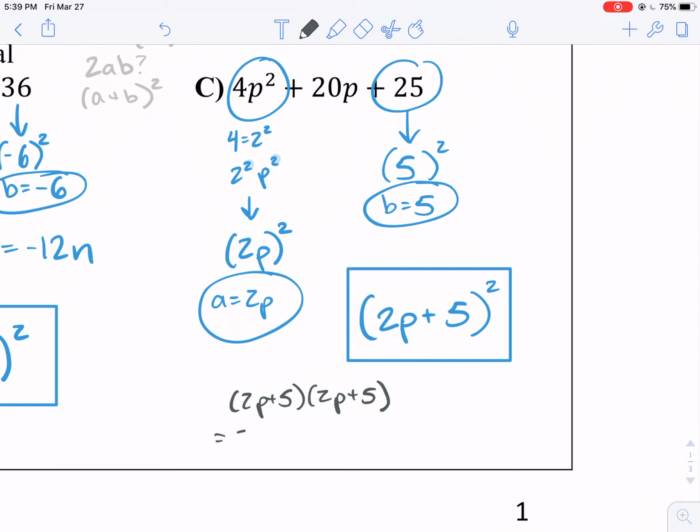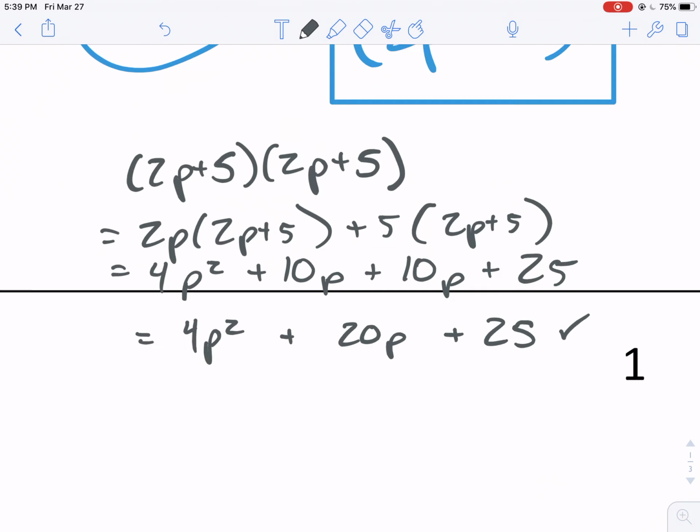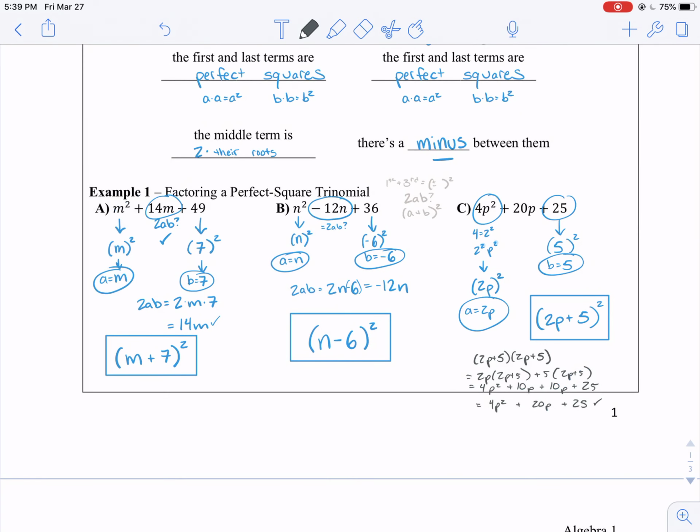It's 2p times 2p plus 5 plus 5 times 2p plus 5, which is 4p squared, that's a good sign, plus 10p plus 10p plus 25, and that's equal to 4p squared plus 20p plus 25. Sure enough, we did it right. So that's how to factor a perfect square trinomial.